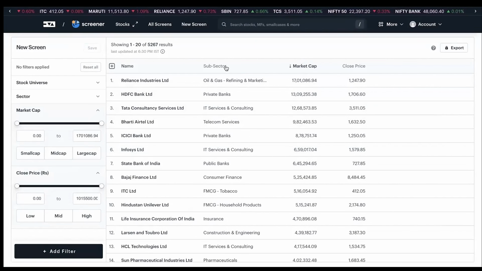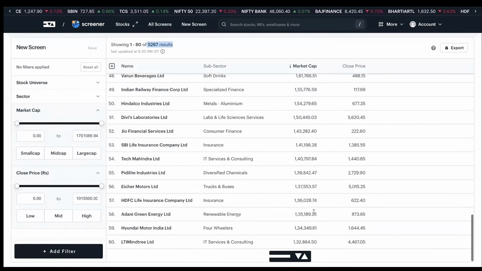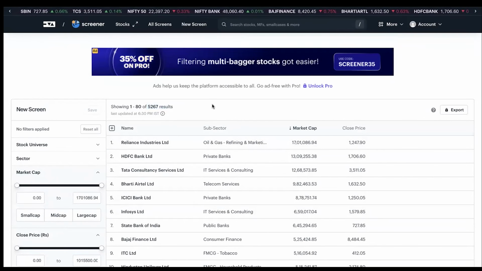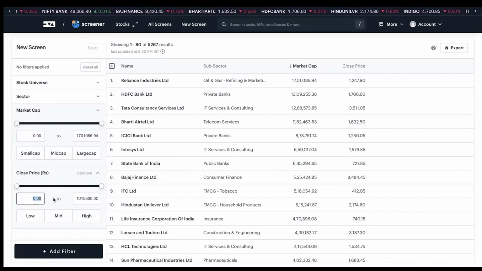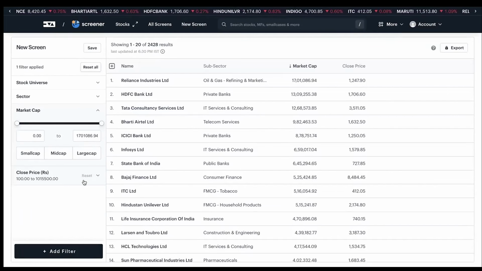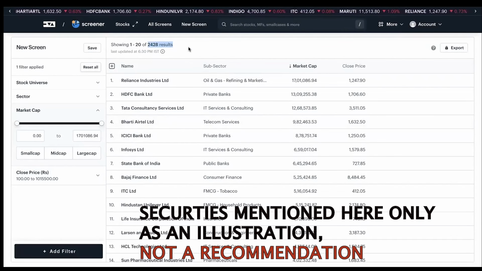Then click this Start Screening. First thing you will see is that there are 5,267 stocks. Is it possible to manually scan 5,267 stocks? It is not possible, right? For that you have to put the filter. First thing we said, stock price should be minimum 100 rupees. That is what we discussed in the criteria section. So I typed 100 rupees here, and you can see that from more than 5,000 stocks, now it is showing only 2,428 stocks.